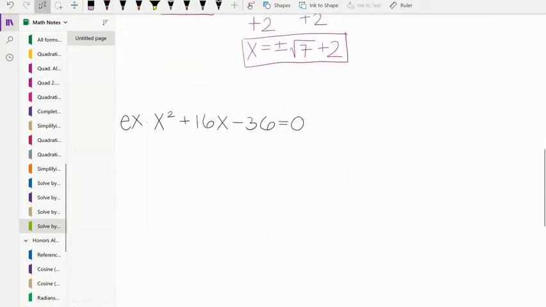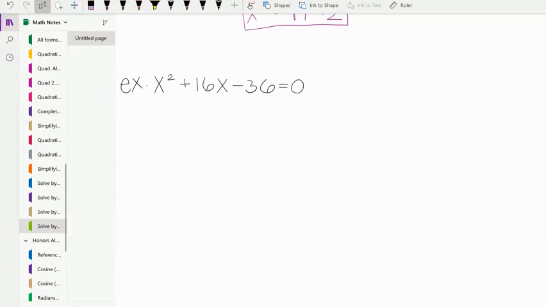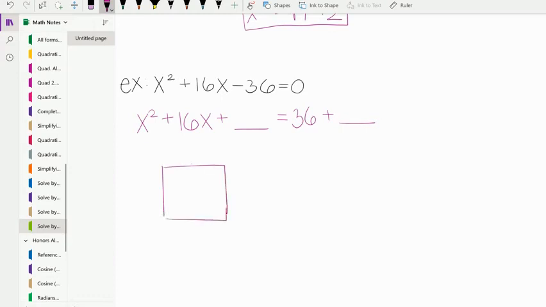Okay. Next problem. So this one we have to move over that 36. So we get x squared plus 16x plus blank. When I move the 36 over to the other side, it becomes positive, and I get plus blank. Next step is to draw your box. So we put x squared in the first box.